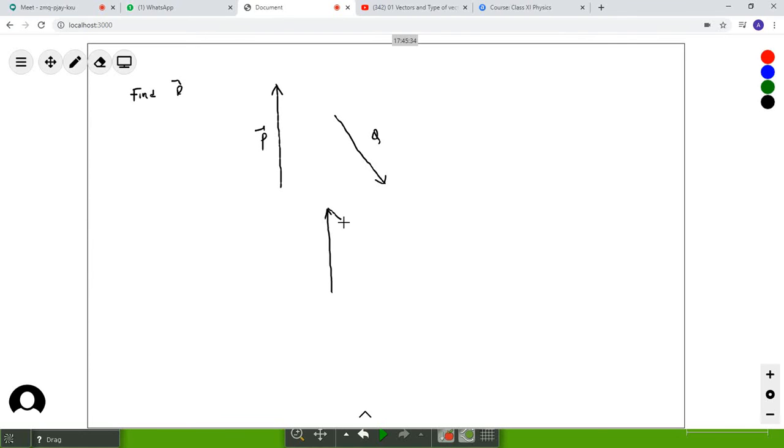Okay, sir. This one, head to tail, and then again, this is our R vector, which is nothing but what? P vector plus Q vector. Clear? Yes, sir. May I clean it? Yes, sir. Let us come to the next question.